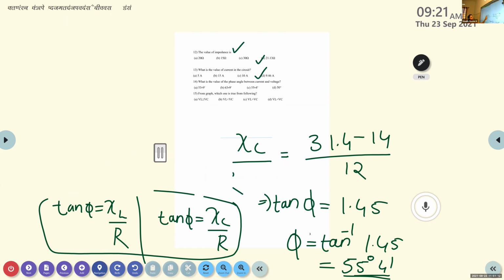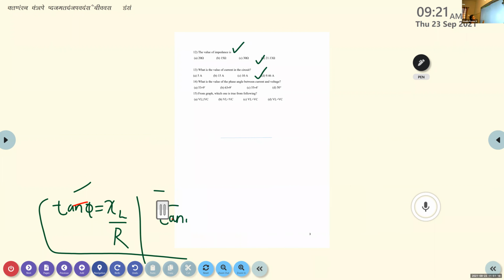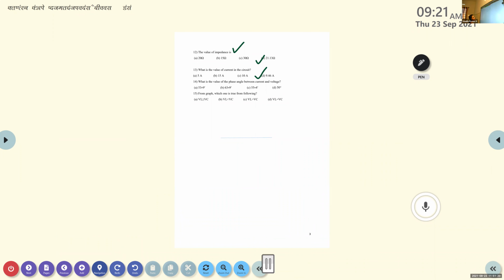Okay, children. So the last question: from the graph, which one is true? V_L is greater than or equal to V_C, V_L is less than V_C, V_L is greater than V_C, or V_L is equal to V_C. Actually, when we read the paragraph, it is already given that V_L is greater than V_C. From the phasor diagram itself, you can find that V_L is greater than V_C is the right answer. Okay, it's time.